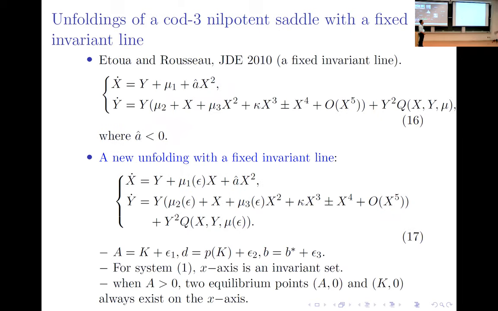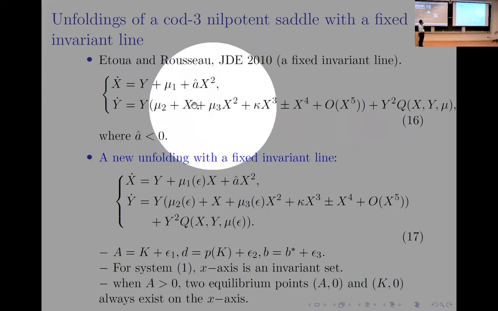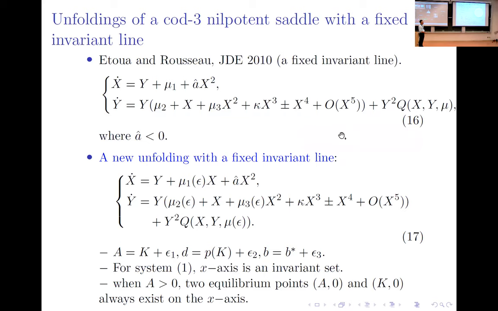Now for some models, you will always have a fixed invariant line. For this case, Professor Rousseau and her student proposed the following universal unfolding, that is system 16. You see for the second equation, we have the constant term, which is a common factor for y. We have y and a y squared.